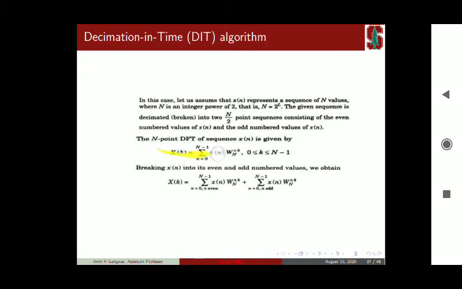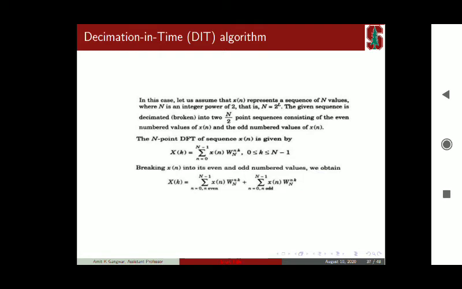Now how does it work? An N-point sequence is divided into 2 parts. This is the original formula for computing the N-point DFT, from 0 to N minus 1, which you have already seen. This type of algorithm divides any sequence into odd and even parts. You can see it divides into N by 2 points of even and N by 2 points of odd. It breaks the sequence into 2, even and odd.